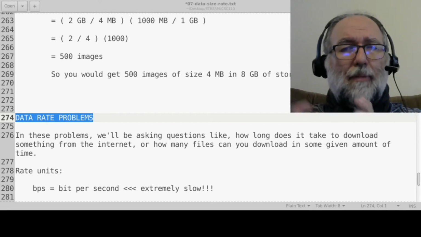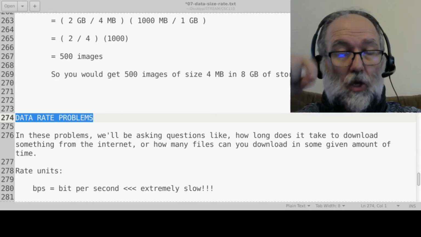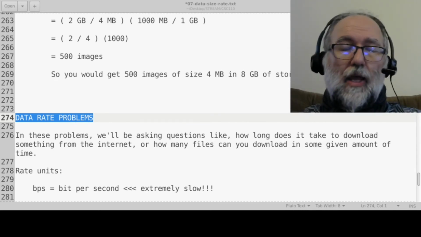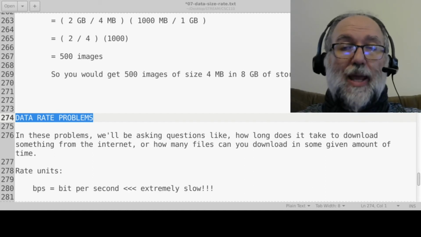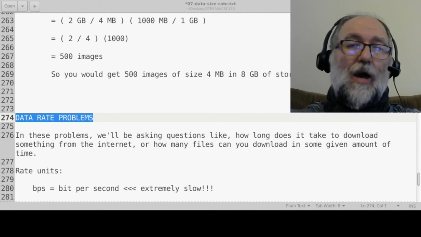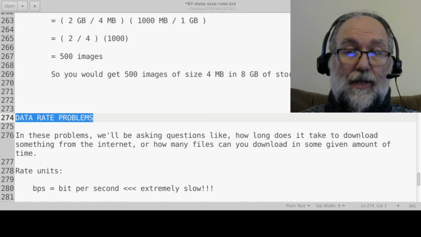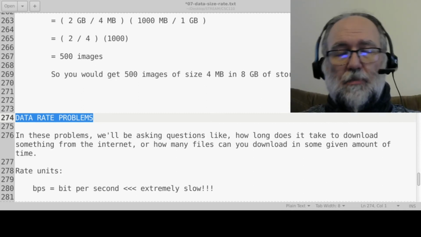So what that word megabit per second means is: mega means a million, bit means a 1 or a 0, per second. So if your line is 100 megabits per second, it means in 1 second it's going to be able to download 100 million bits from the internet. That's the download speed.